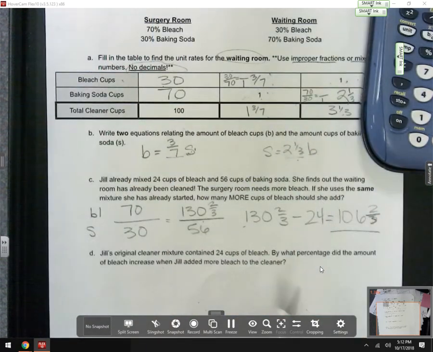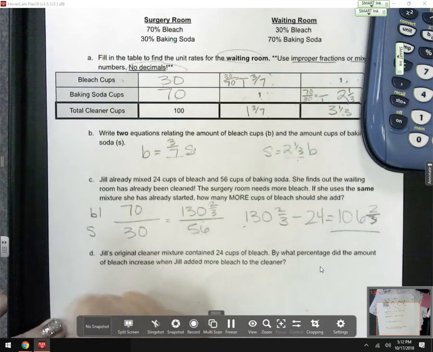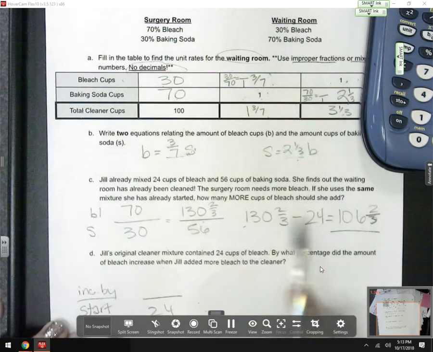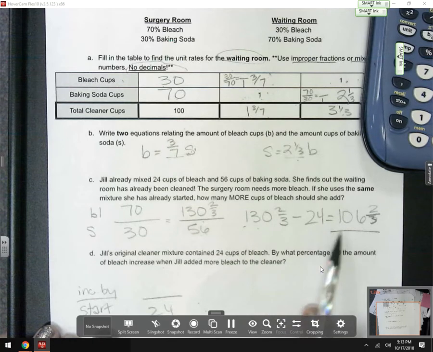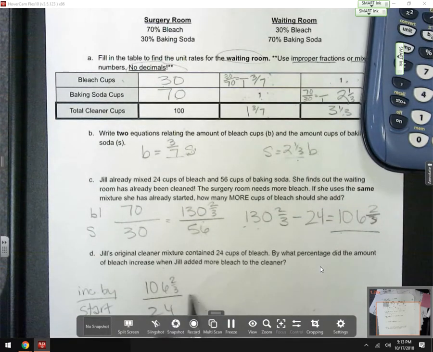Okay, next question. Jill's original cleaner mixture contained 24 cups of bleach. By what percentage did the amount of bleach increase when she added more bleach to the cleaner? So remember, this is what I started with and then what I increased by, right? So I started with 24. I had to get to here, so I had to add this much. So 106 and 2/3. I want to know what percent that is.